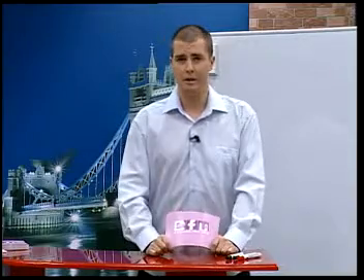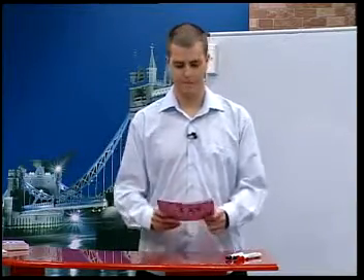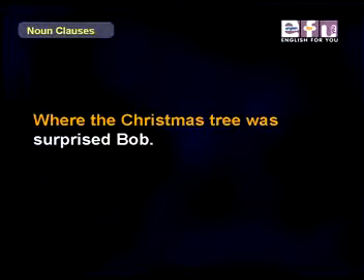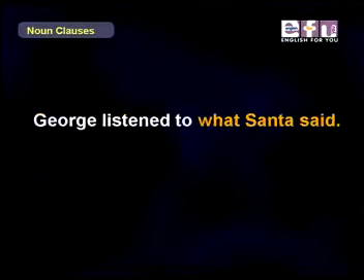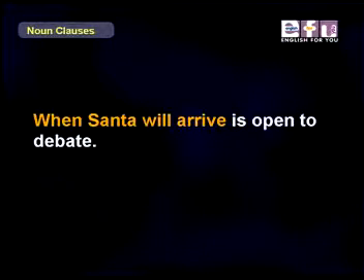A noun clause is a clause that can be used both as a subject and as an object. And a noun clause has its own subject and its own verb. In the first sentence, where the Christmas tree was is a noun clause. It is used as the subject of a sentence. In the second sentence, what Santa said is the noun clause, and it's used as the object of the preposition to. In the third sentence, who is under the mistletoe is the noun clause. It's used as the object of the verb know. And in the fourth sentence, when Santa will arrive is the noun clause. It's used as the subject of the sentence.